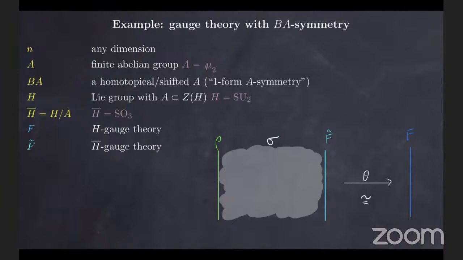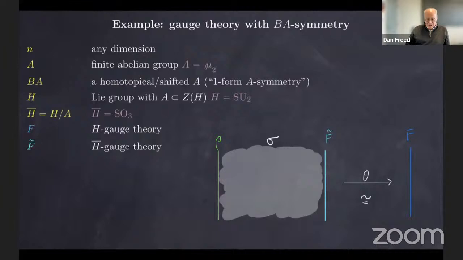Okay, so let me go to this example, which will illustrate how f and f tilde really can look different. Here we're in any dimension, really. And A is a finite abelian group. So for example, this is the group plus or minus one, the cyclic group of order two written multiplicatively. Now we can take the classifying space BA, whatever world you want to think of a classifying space. And this is also a group if A is abelian.